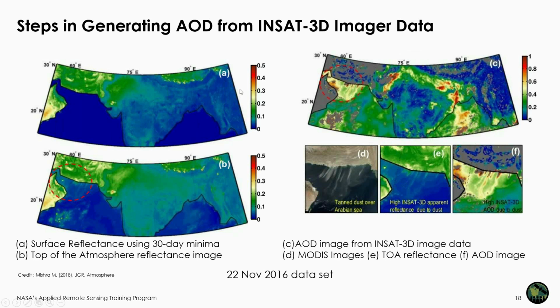Now once you remove this surface reflectance contribution from the top of the atmospheric reflectance, what you are left with is essentially aerosol information. So you can see the large amount of aerosol distribution in this picture when the top of the atmospheric reflectance image is corrected for the surface reflectance issues. Some of the same things which you can see from the MODIS observations, the dust going over the oceans, as well as in this same area in a zoomed fashion has been shown over here. So this is how the entire scheme of retrieval works for this INSAT 3D imager data processing.